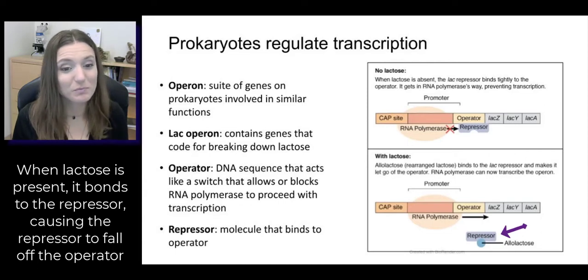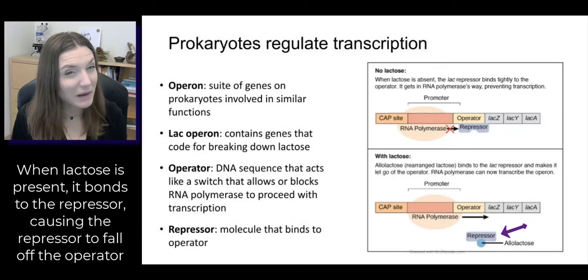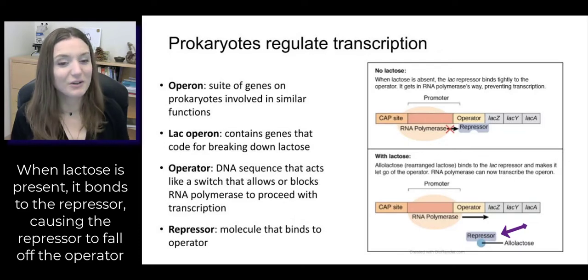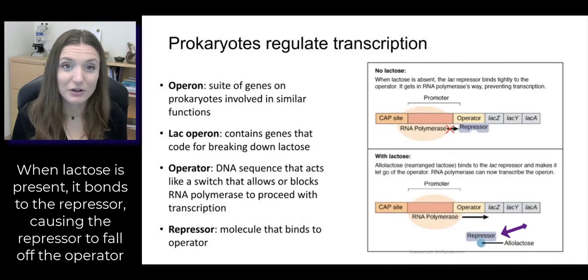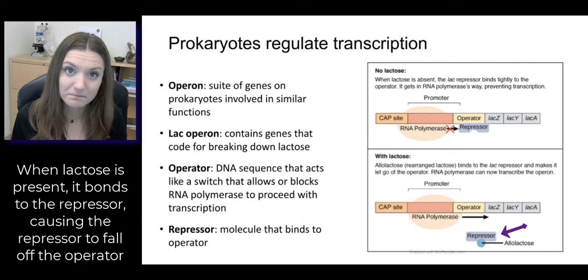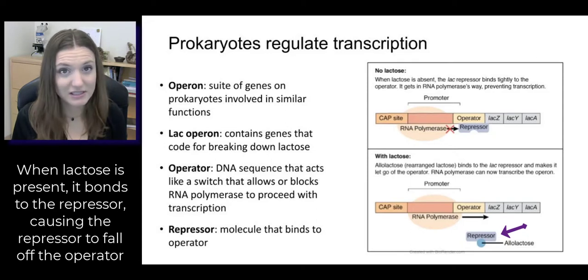That lactose will bind to the repressor. And remember, when anything binds to a protein, it causes a shape change. So when lactose binds to that repressor, that causes that repressor to fall off of the operator. So the repressor is no longer bound to the operator when lactose is available, when lactose is inside the cell.